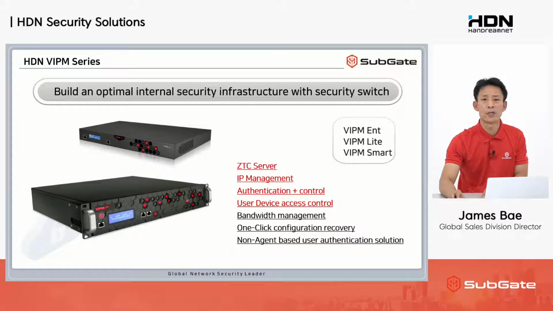HDN WiFi series. WiFi will act as a GTC server. WiFi will manage the control and session with the wireless security switch SG5000. WiFi will authenticate the devices in the company, so it will act as a next solution. In summary, we can build an optimal network security infrastructure with the security solution.